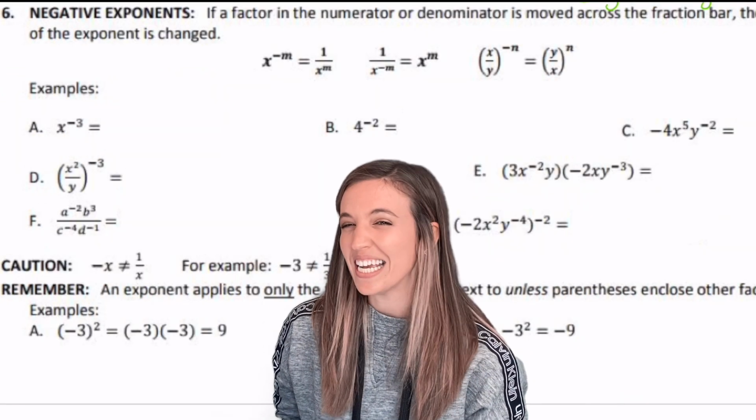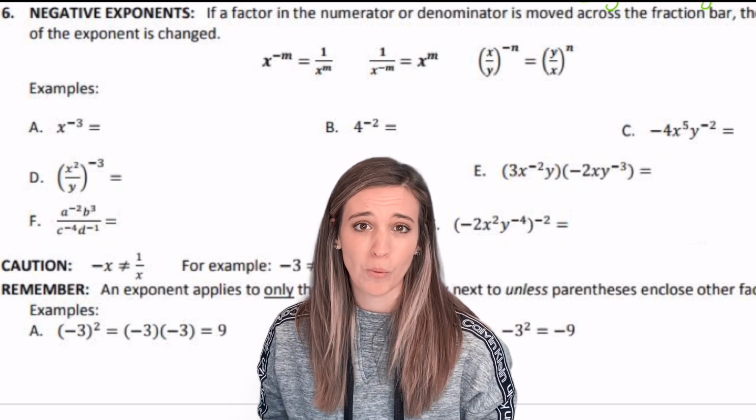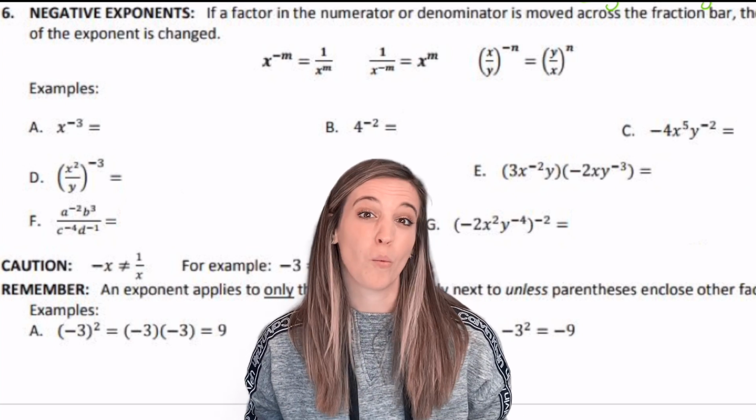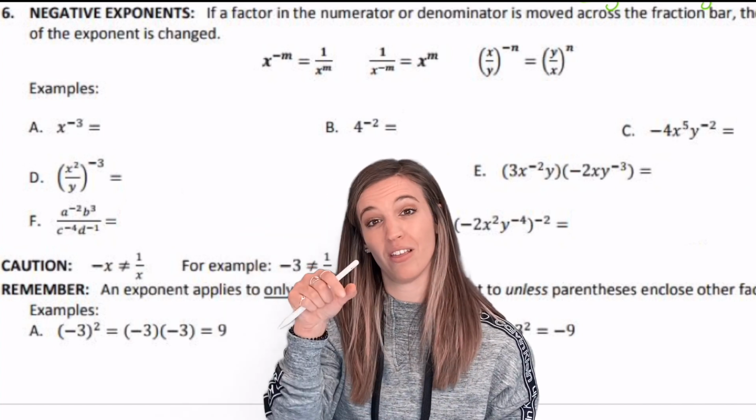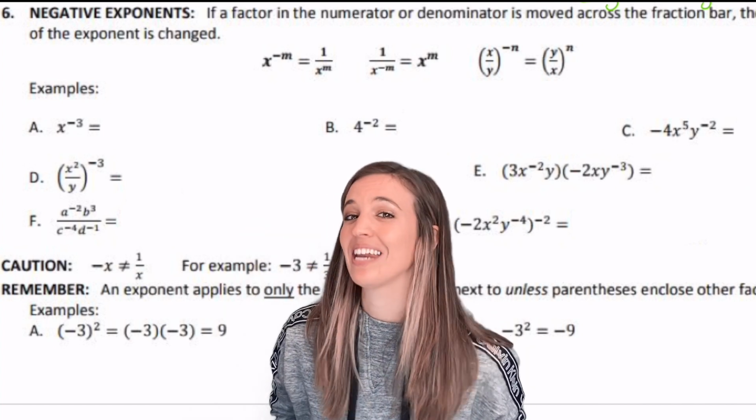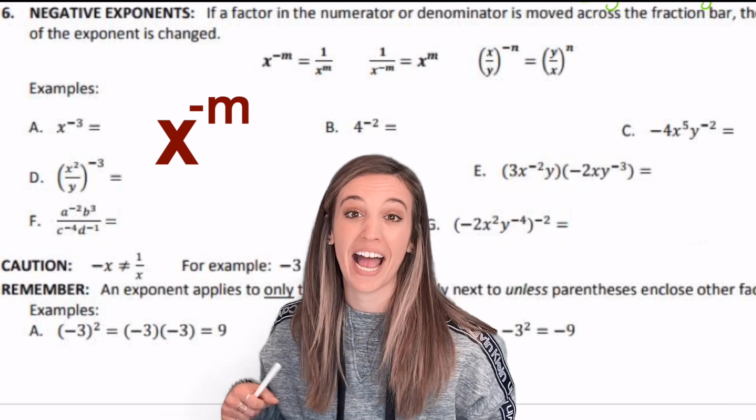Negative exponents. It's always easier to work with positive exponents. So when we have negative exponents come up, we want to try to force them to be positive. And we can do that by moving their placement in the fraction. If I have x to the negative m, I can rewrite it as 1 over x to the m.